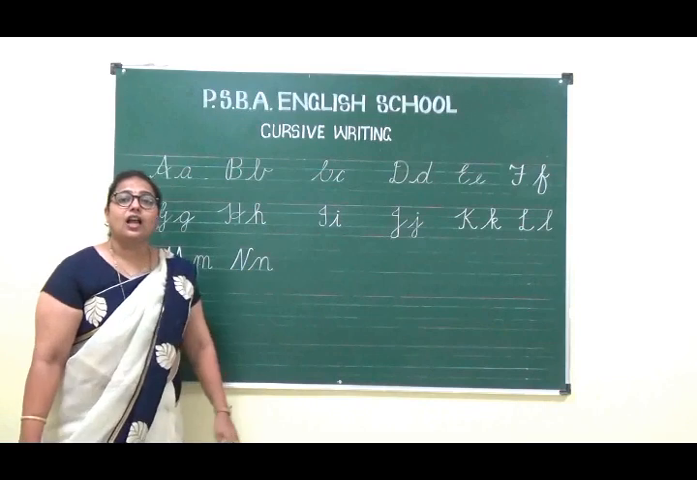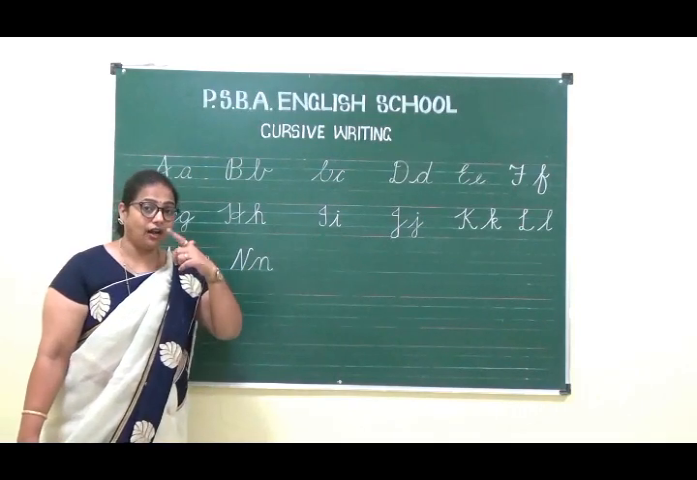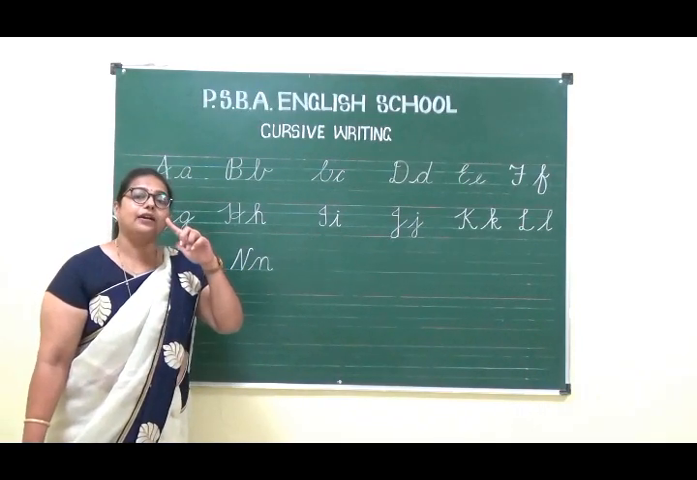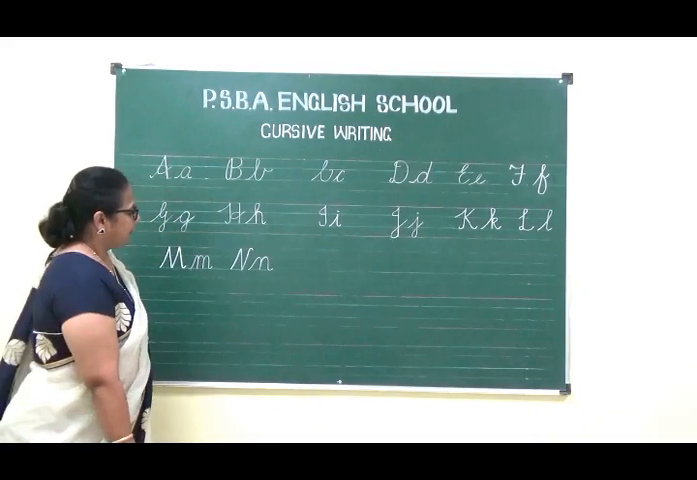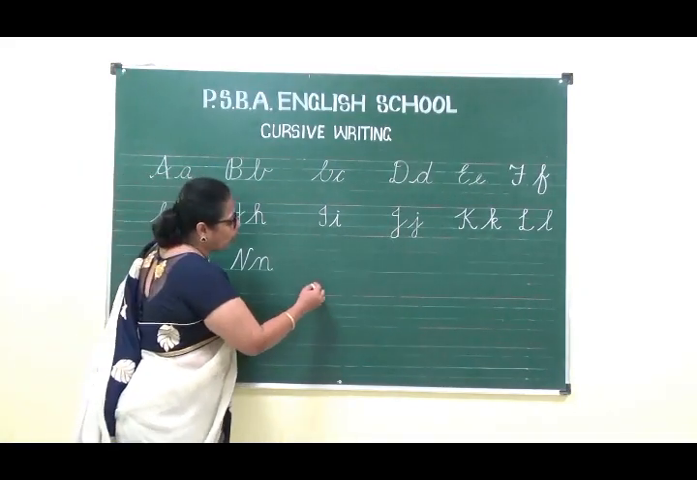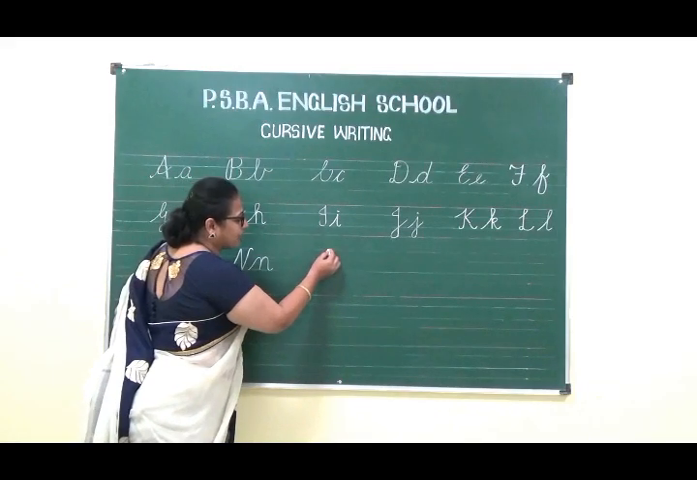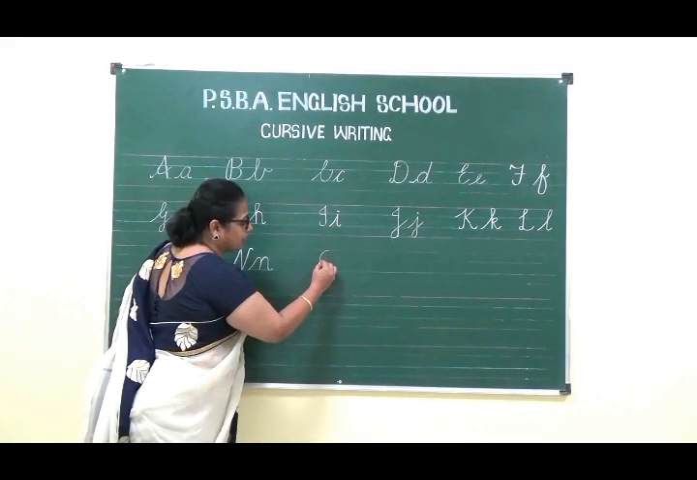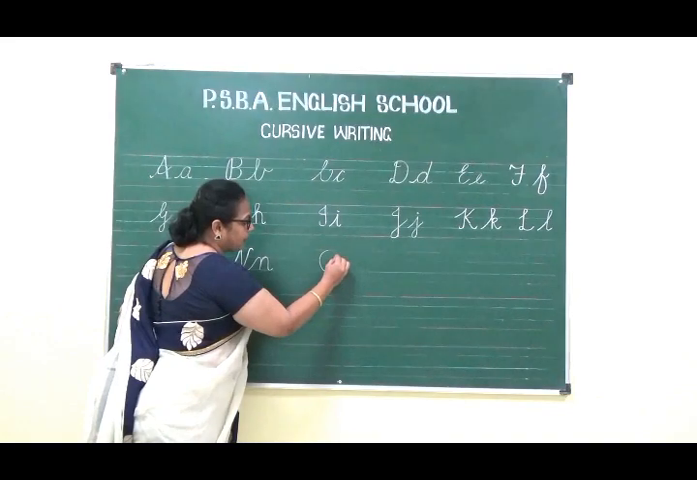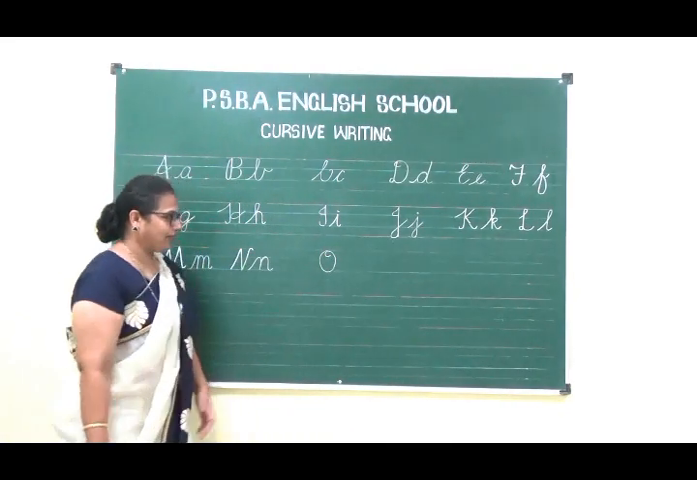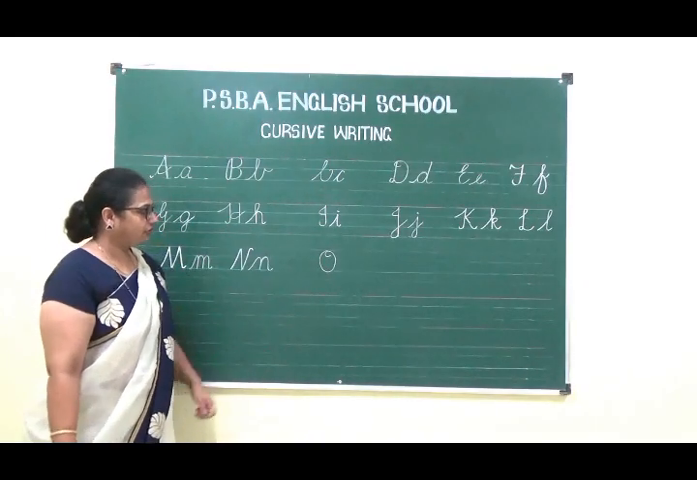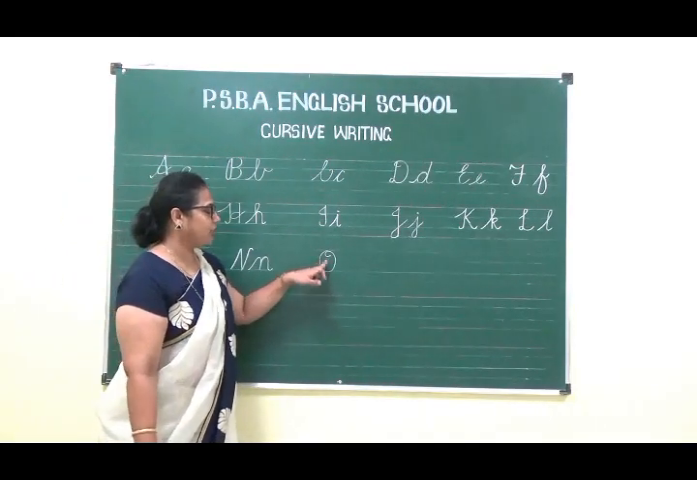N says N, you have to take your tongue up. N for nose. Next letter is O. Now while writing O, you have to understand that for O you have to draw a circle and a curve inside like this. Alright? This is a curve. This is capital cursive letter O.